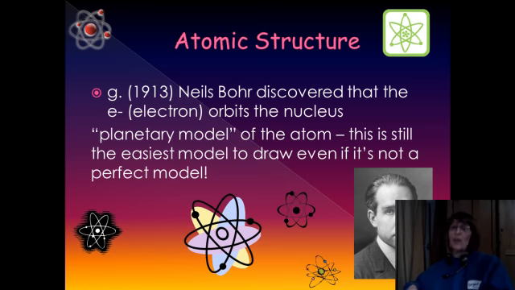But Niels Bohr discovered that the electron orbits the nucleus, and he came up with the planetary model. And so you see all these little atom pictures around here? That's what most people associate when they see atoms. He's the one who came up with this idea. It's not necessarily right, but it's a decent model, and it's easiest for us to picture in our heads.